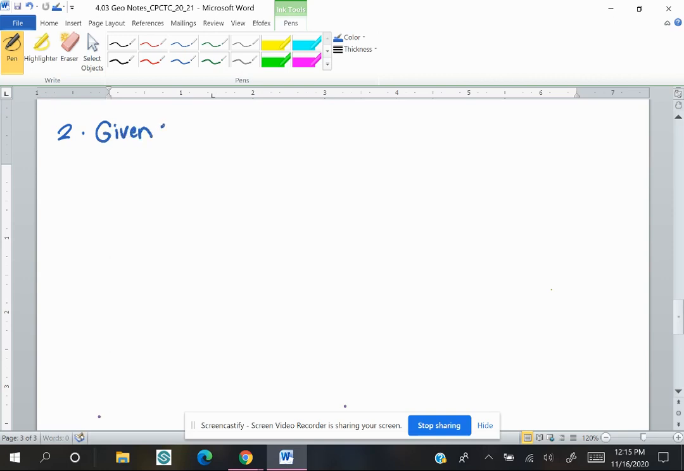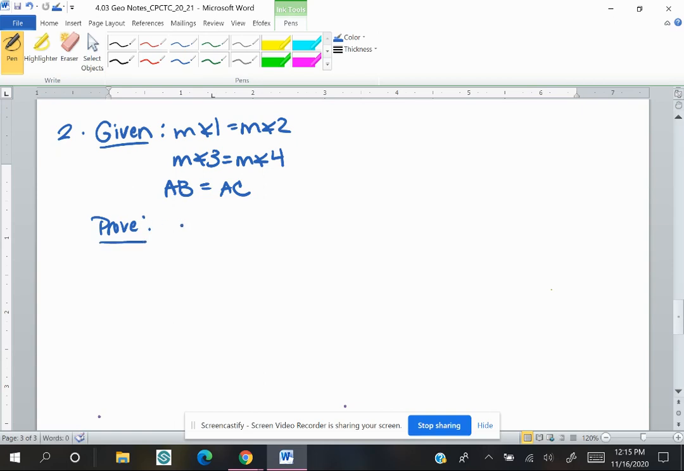On your practice problems. So your givens, we've got measure of angle 1 equal to measure of angle 2, measure of angle 3 equal to measure of angle 4. Also giving you that AB, so the length of that segment AB is equal to the length of AC. And I want you to prove, I'm going to guide you through this. So first I want you to prove that triangle ABD is congruent to triangle ACD. And then I want you to prove that angle 5 is congruent to angle 6.